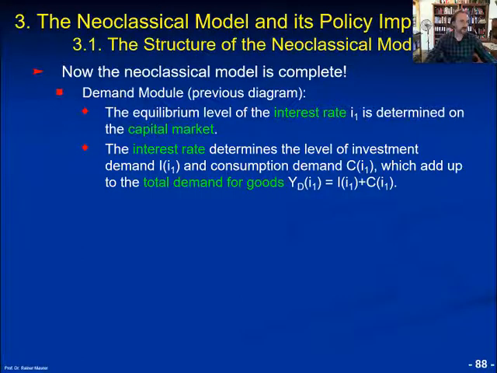In the previous diagram, we have derived the demand module. Here, the equilibrium level of the interest rate is determined on the capital market. The interest rate determines then also the level of investment demand and the level of consumption demand, which both add up to the total demand for goods.